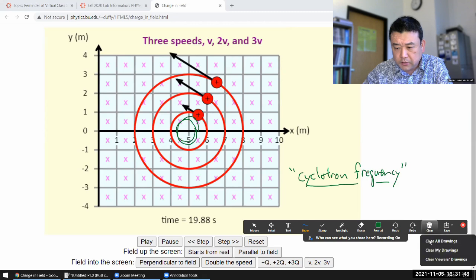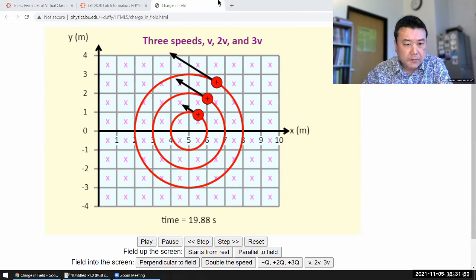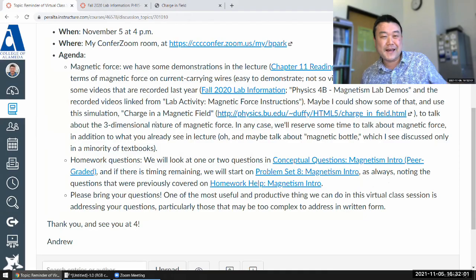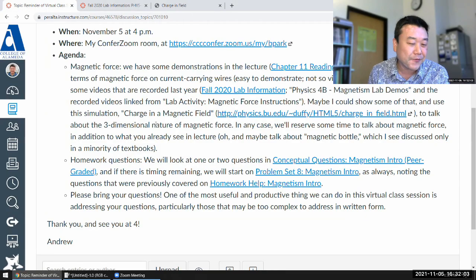Let me just check to see. I will have left some notes to myself to do that. Oh, magnetic bottle. Let me just flash this briefly so that I can show where it's coming from, and maybe I can get a screen grab for later on.